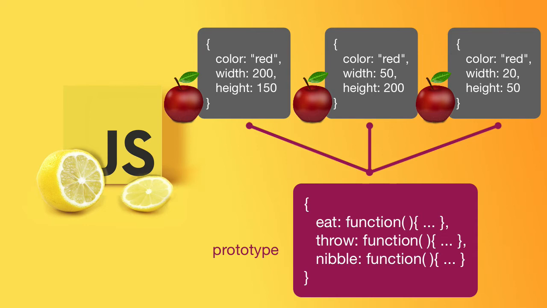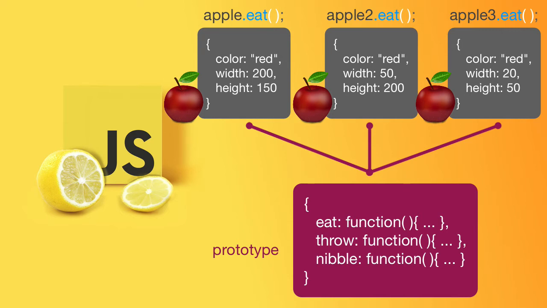So each one of those apples, I could say, get that apple and run the eat method. So I can eat that specific apple, or I could throw that specific apple. However, what it's doing is it's not calling that function directly from the object. It's looking down the prototype chain and it's saying, aha, there's the function. This is what makes prototype so powerful.